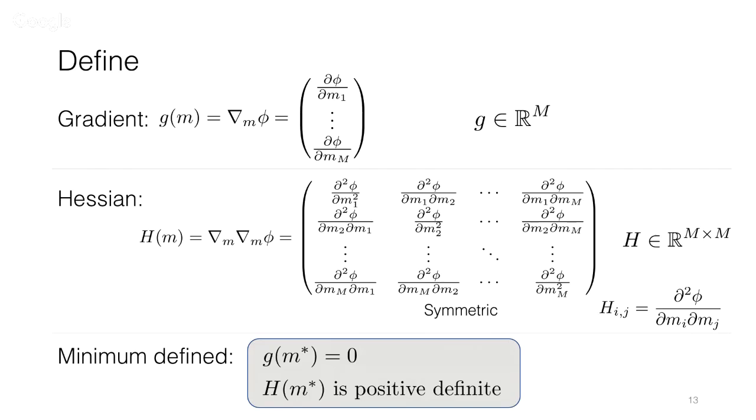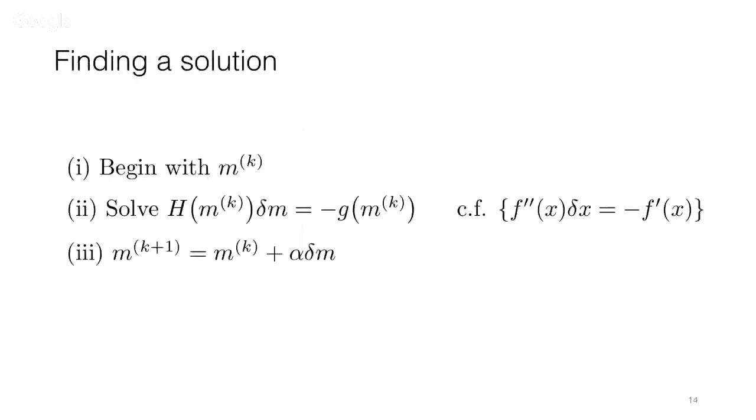Okay, nothing particularly extraordinary. It's just more of the same stuff. We're going to hit a minimum when the gradient is equal to 0, which means each component of the gradient vector has to be equal to 0, and H is positive. So how do we do this? Let's begin with m sub k, replicate the iteration, and then solve this matrix system: H delta m is equal to minus the gradient.